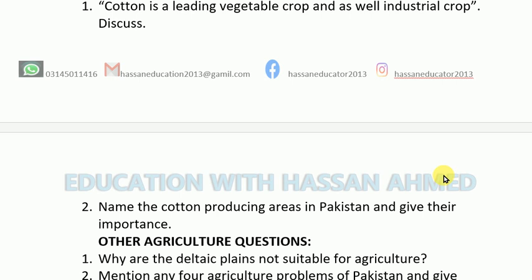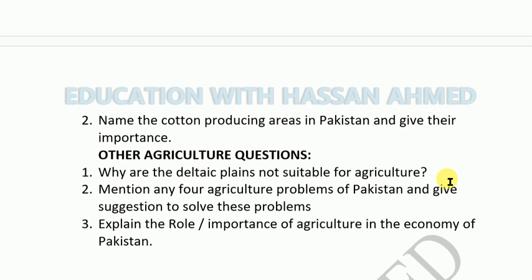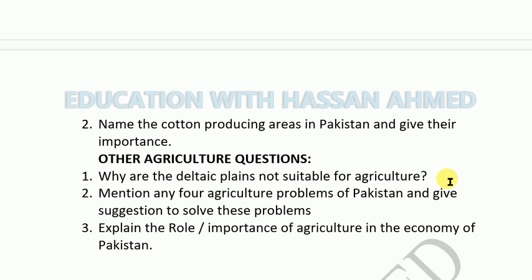Other agriculture questions will be: why are deltaic plains not suitable for agriculture? Mention any four agriculture problems of Pakistan and give suggestions to solve these problems. Explain the role and importance of agriculture in the economy of Pakistan.